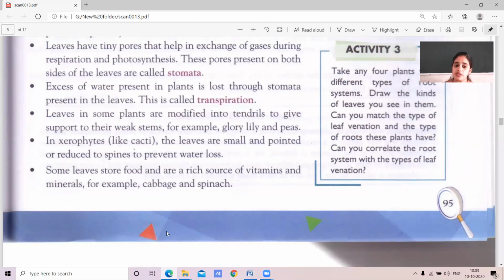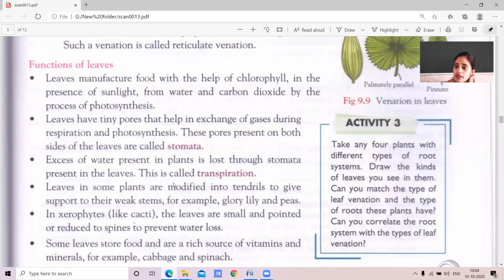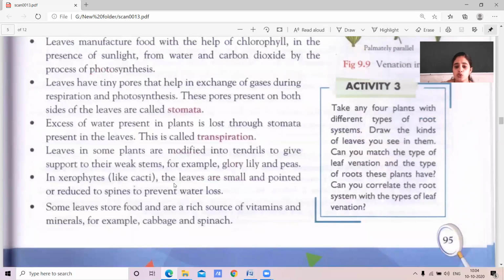Okay. Some leaves store food which is rich in vitamins and minerals, for example cabbage and spinach. So, leaves help in the exchange of gases. Leaves help in preparing food. Leaves help in transpiration. Leaves provide support to some plants. Leaves help in storage of food.